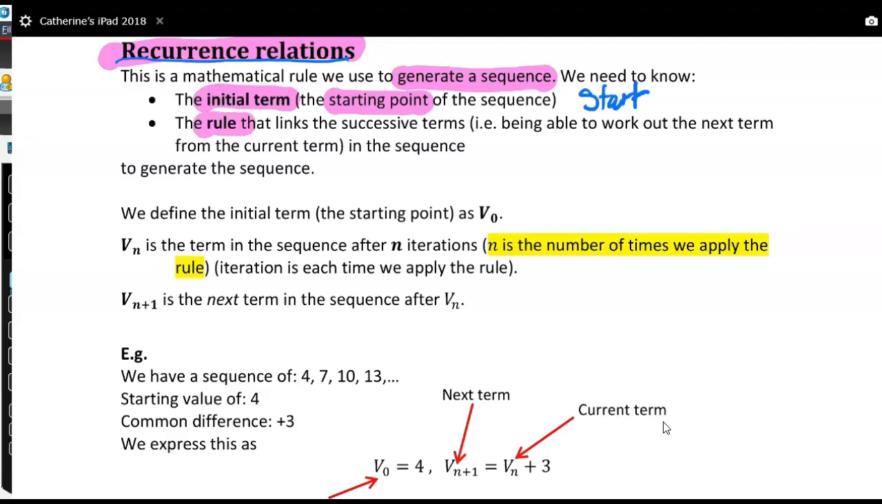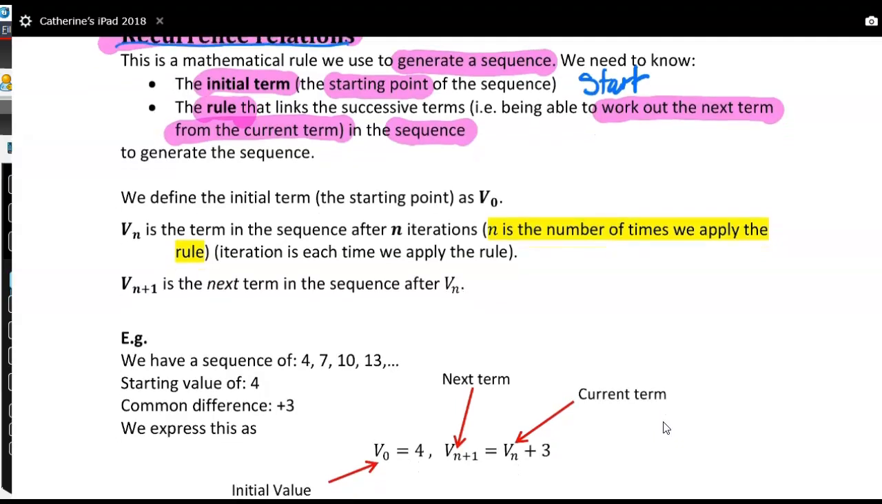And the rule that links the successive terms. For example, that means being able to work out what that next term is from the current term in the sequence. So we have our current term, and then we need to work out the next term. And that's what our recurrence relation is.